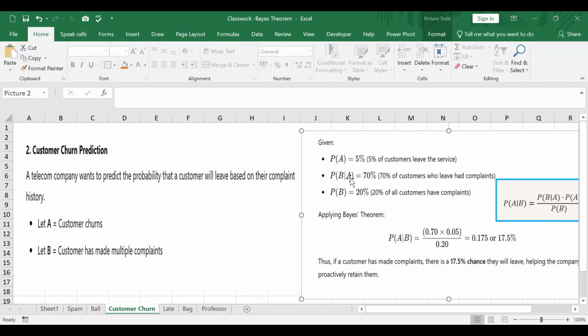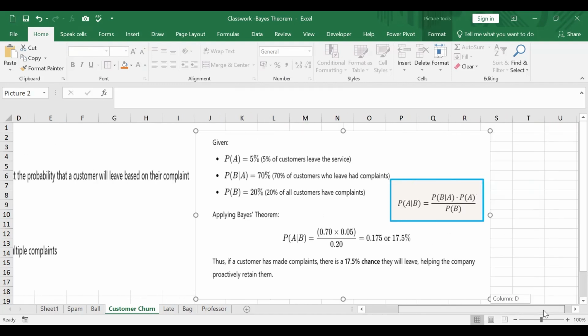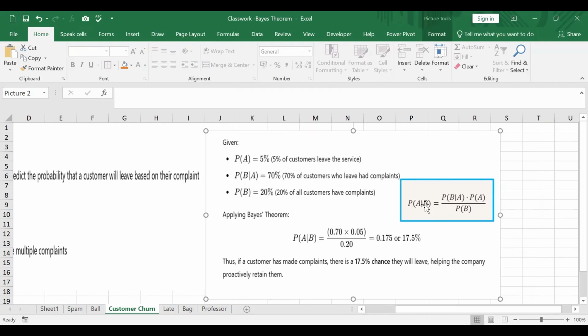B given A, that means those who have complaints, the probability is 70%. 70% of the customers who leave had complaints. They had complaints and then left, 70%. P of B, what is the percentage of people having complaints? Customers having complaint, 20%. So simpler formula here. A given B, first repeat P of A only, then reverse this, P of B given A and P of B.